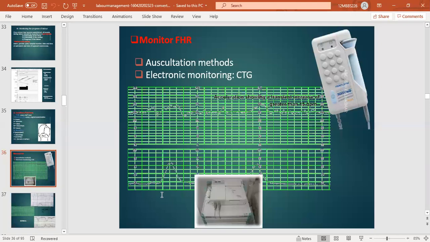Now this is the sonicate. You can ask her, is this a sonicate by which you assess the fetal heart sounds? You put this transducer over the maternal abdomen, and there will be a display of the fetal heart sound on the screen. So this is the sonicate, and this is the CTG. And the CTG is cardiotocography or electronic fetal monitoring.